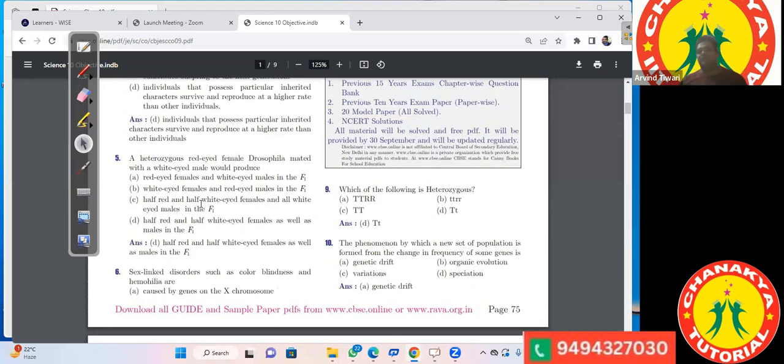Sex-linked disorders such as color blindness and hemophilia. So actually this question is not understanding based. This is somewhere learning based. If you have learnt about this topic somewhere, then you can answer. Okay, so I'm just asking if anyone has learnt about this. No one.